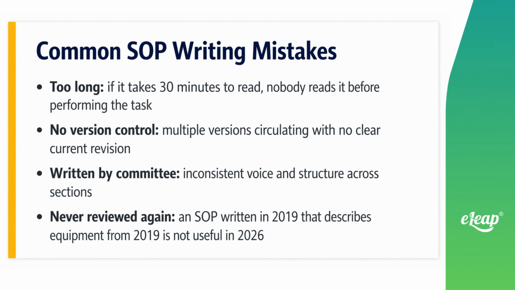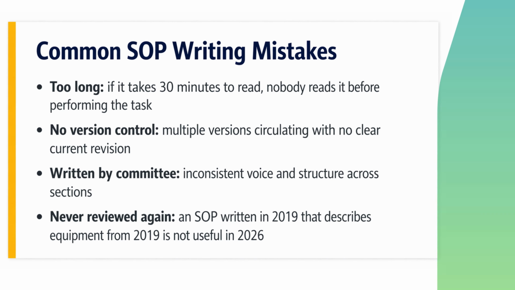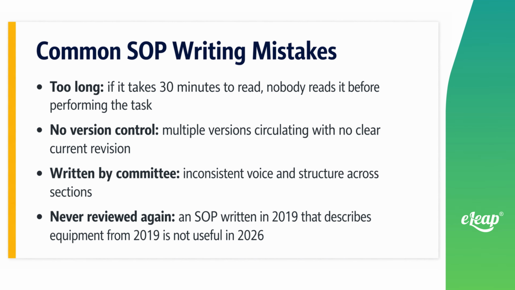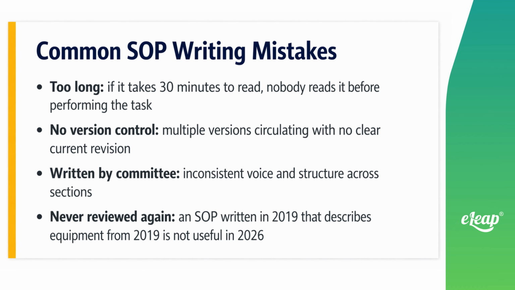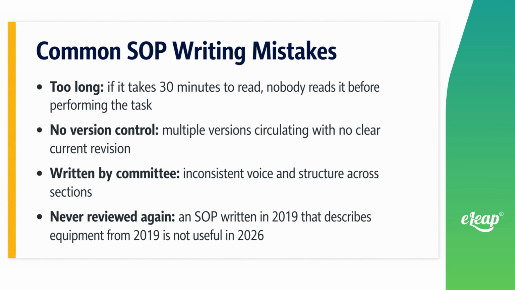4 mistakes account for most SOP failures. Too long. If it takes 30 minutes to read, nobody reads it before doing the task. No version control. Multiple versions circulating with no clear current revision is a document control failure. And in a regulated environment, an inspector who finds 2 versions of the same procedure in use has found a serious observation. Written by committee, with inconsistent voice and structure across sections.